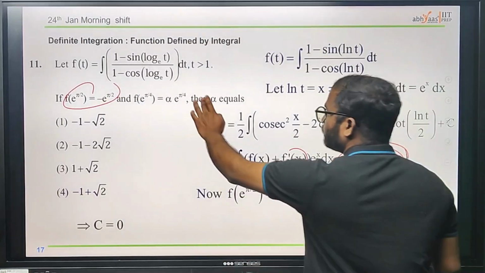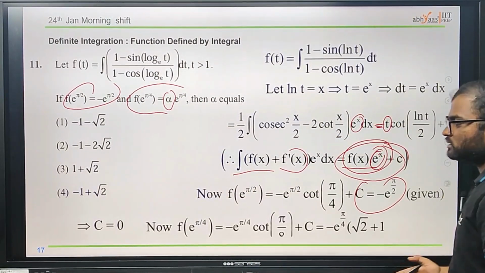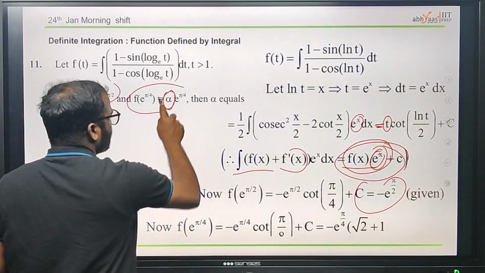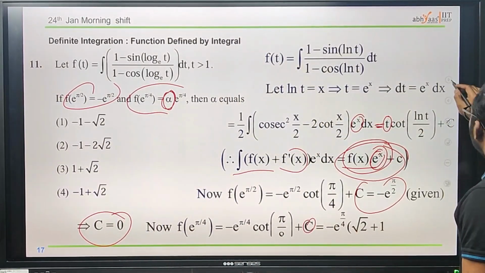Similarly for the e power pi by 4, we need to find the alpha. For that reason, firstly we need to find the c value, that will be c equal to 0. Now just substituting this value, we need to find the alpha value. We will get this becoming 0.